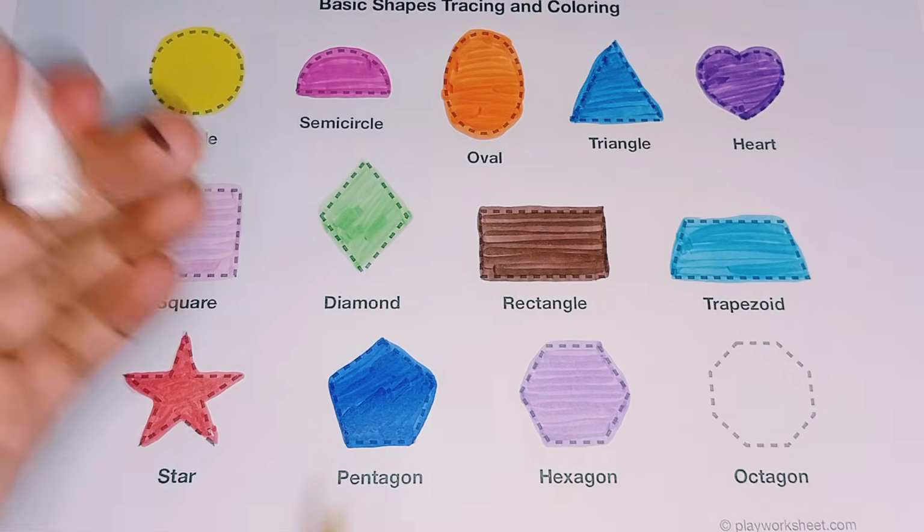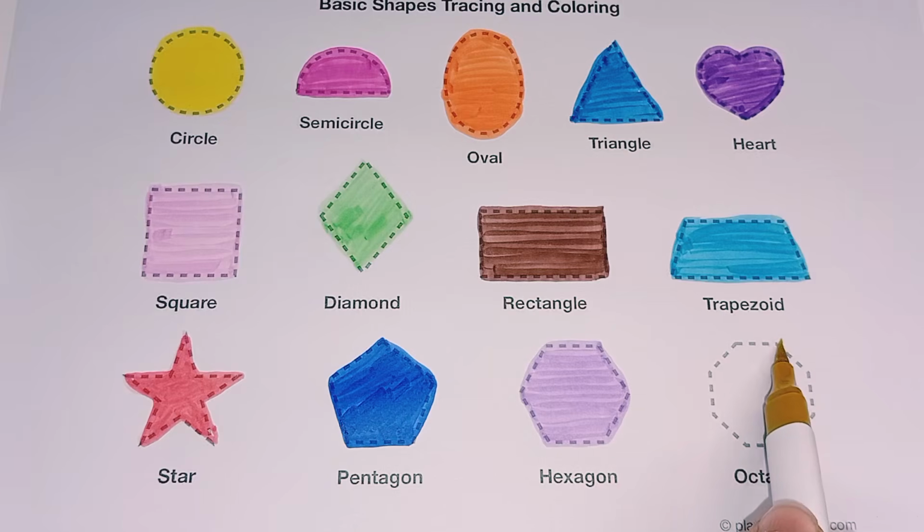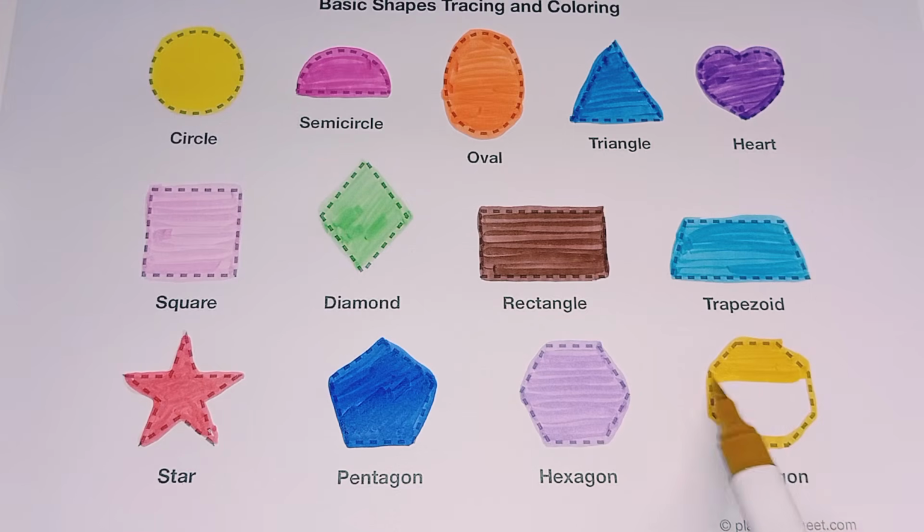Yellow color. This is octagon shape. Octagon shape.